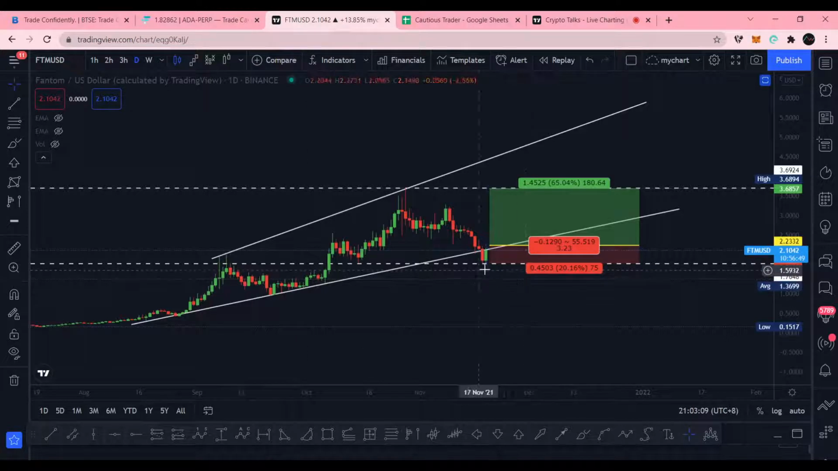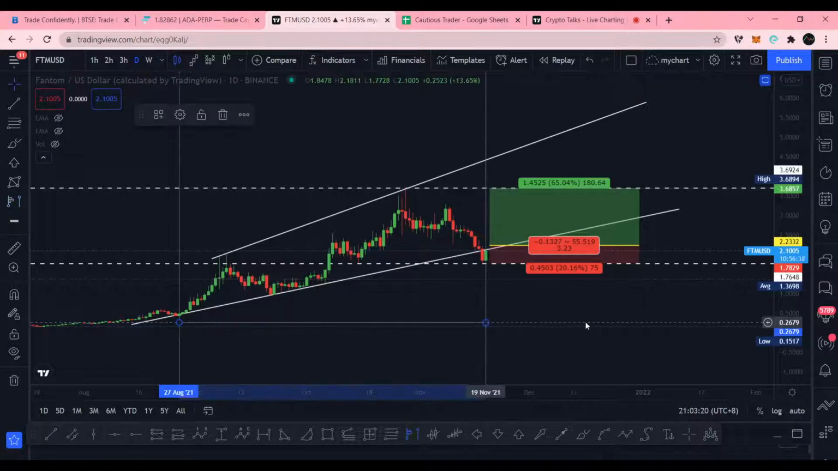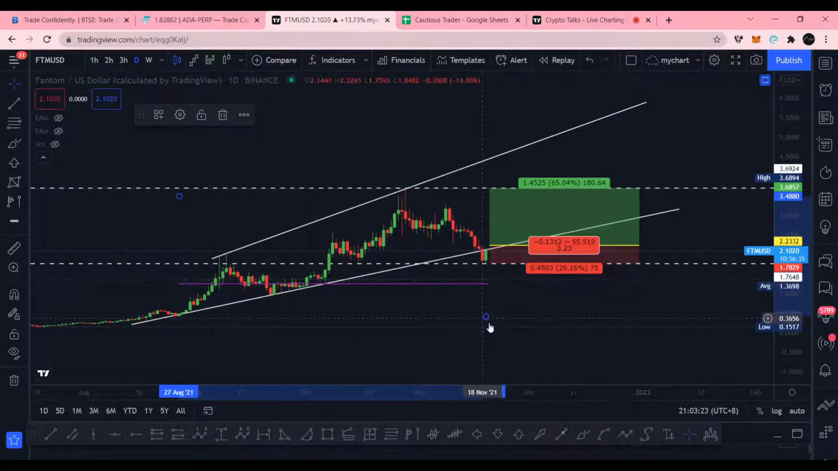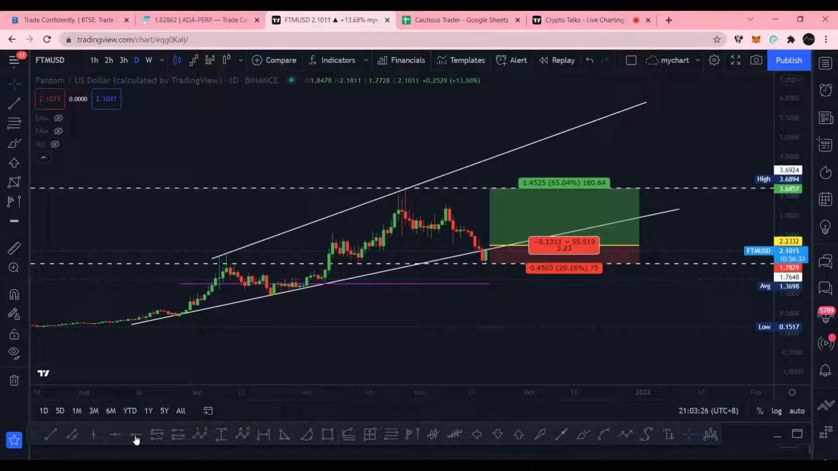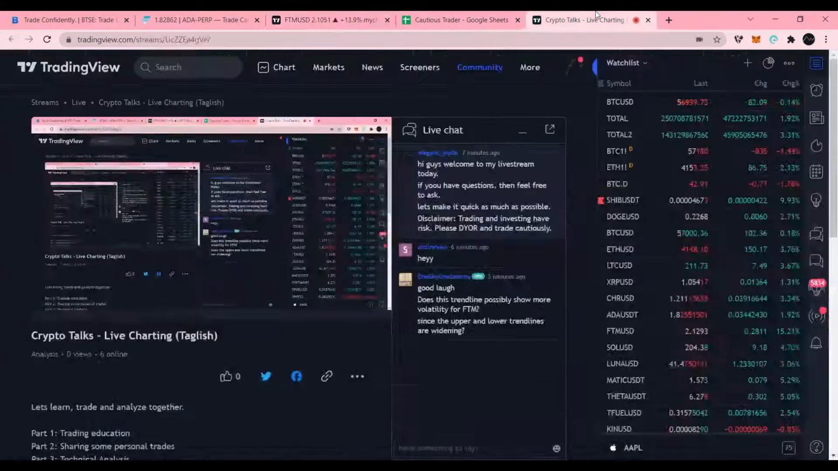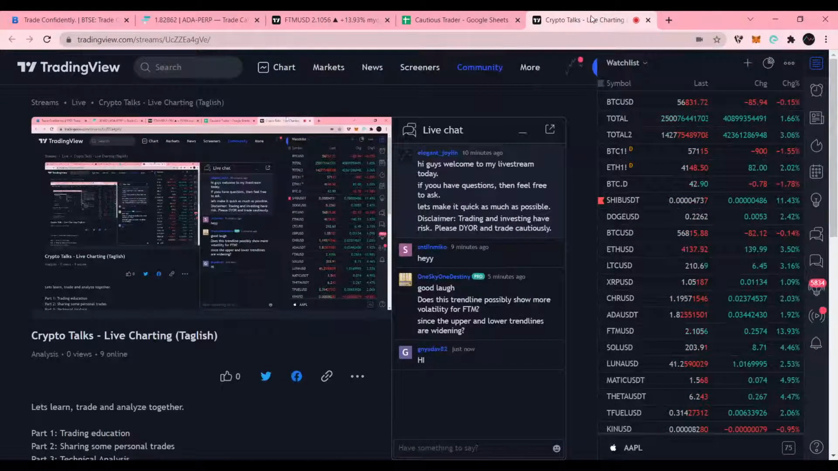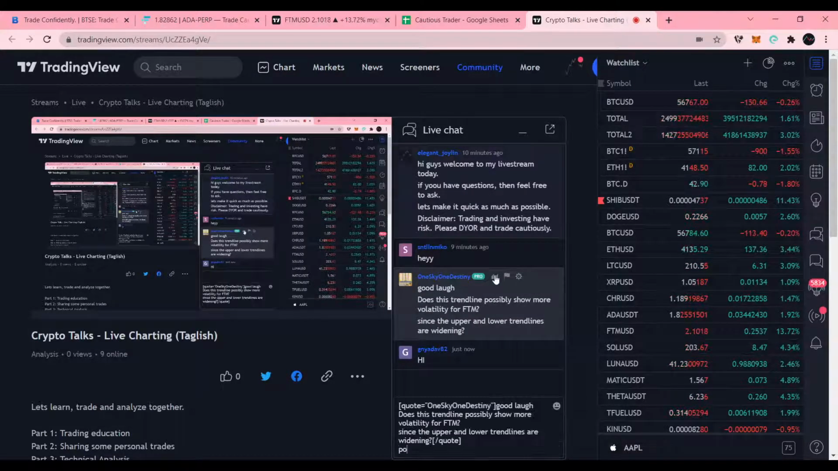Because there's still a possibility that if it does not hold here, it will retest at least this area, which is the one that I showed on the volume profile a while ago. I think I'll use this one, which is around this area. I think I also have this one, or that's the average. And then the upper and lower lines are widening.